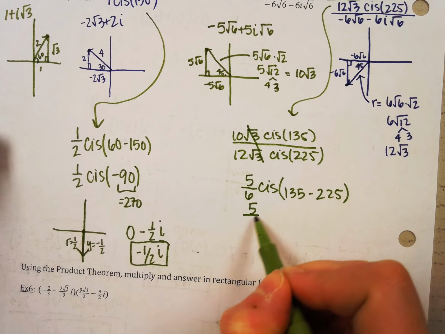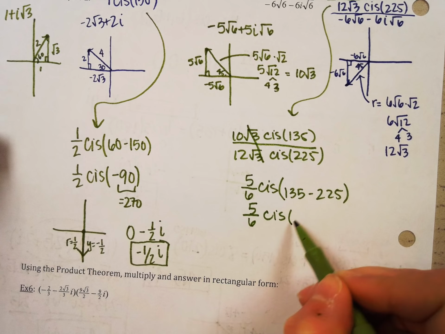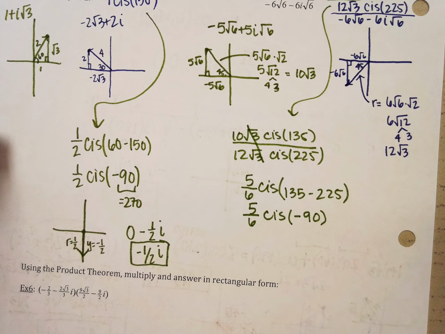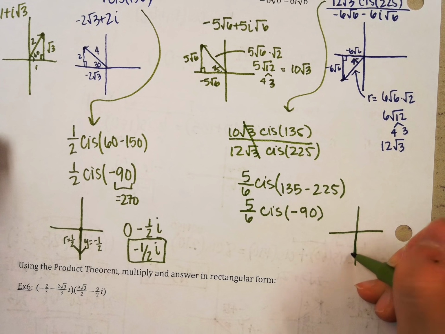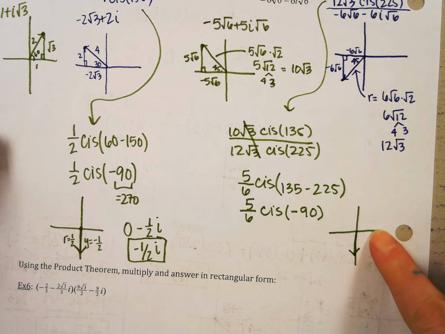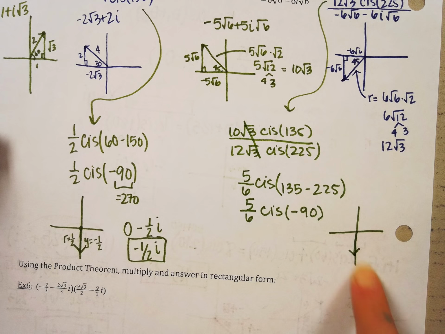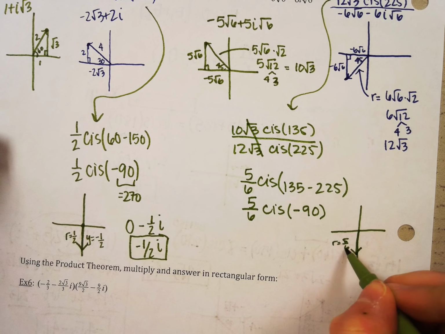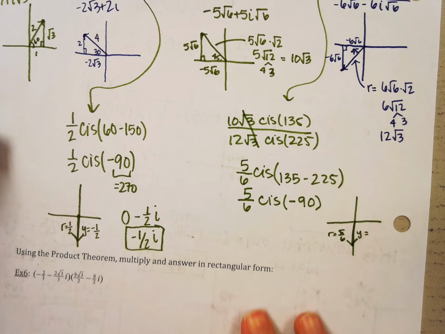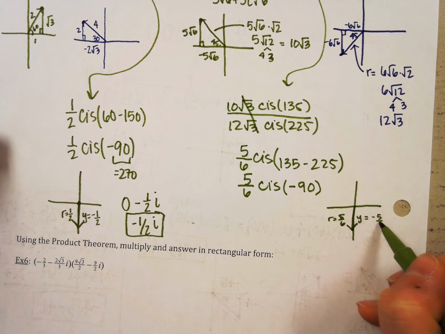When we do that, we actually get negative 90 again. So again, same picture as before, negative 90 is a direction that goes straight down. This R value again is 5 over 6, but our Y component, since we're going down, is going to be negative 5 over 6.